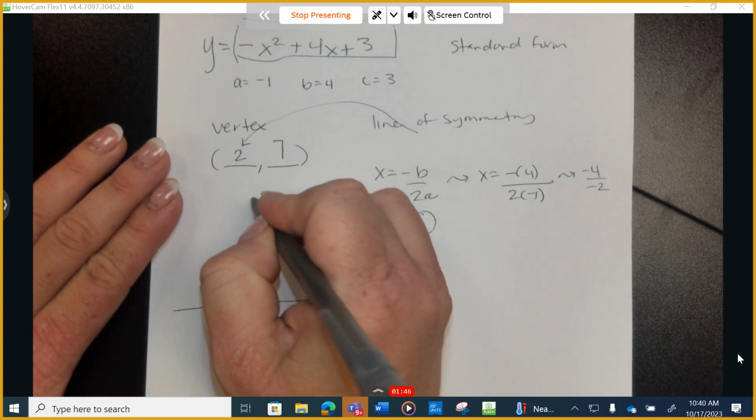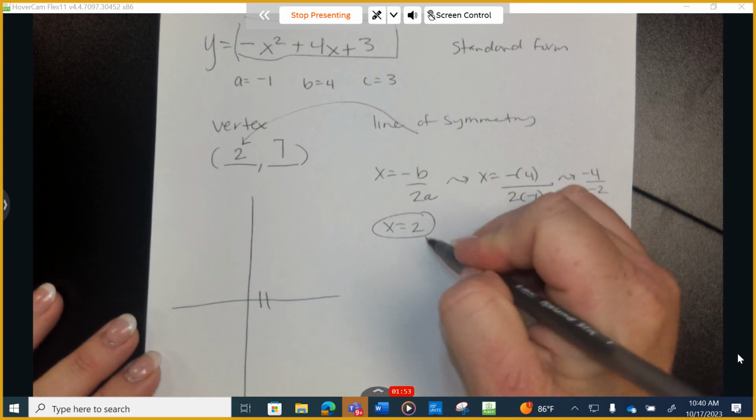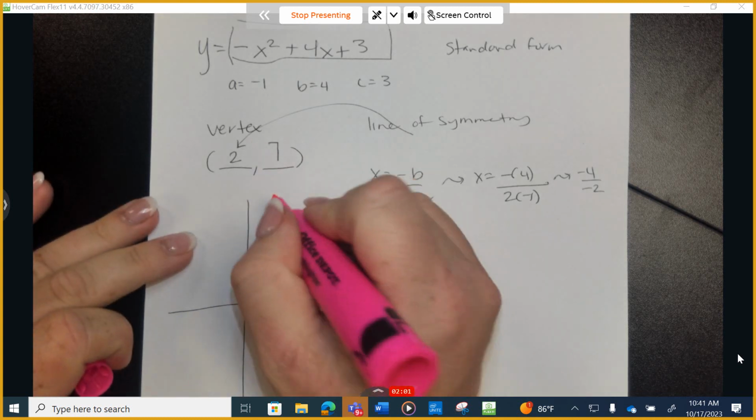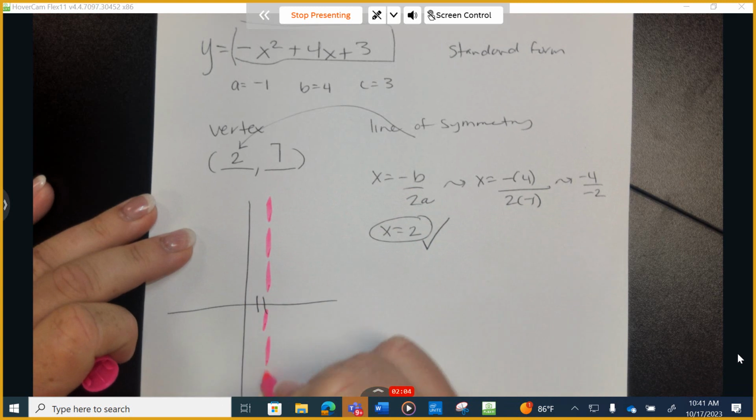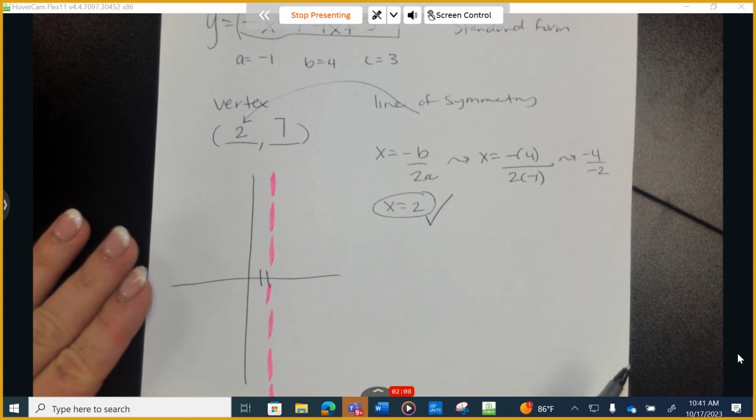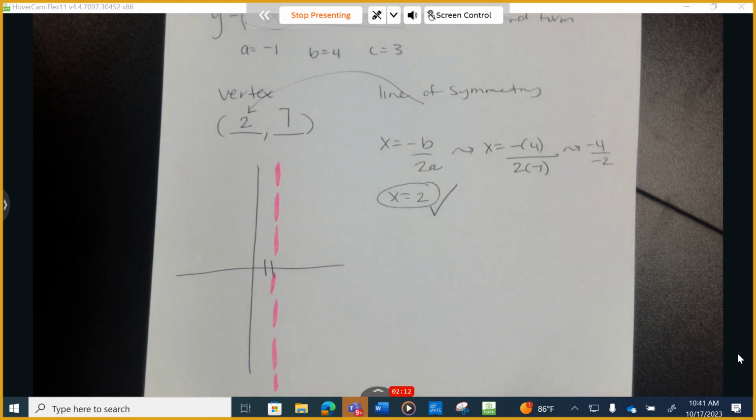Now, you don't have to graph this right now, but you will have to graph on your quiz. So I'm going to go over to +2, and I'm going to make a dash mark going up and down to represent the line of symmetry. Should you do this on your graph? Yes, it's required.